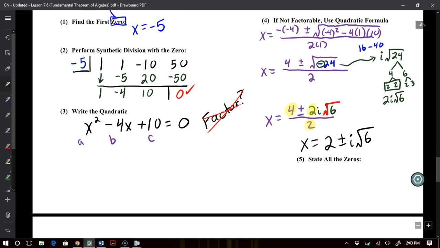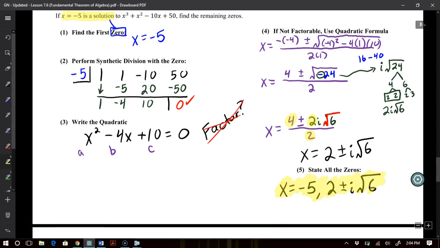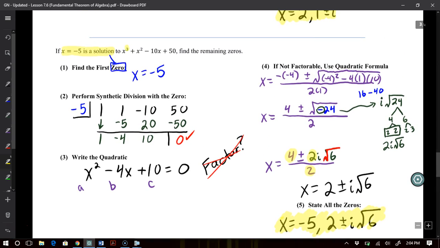And I'll state all the zeros. Well, the first one was given to us, x equals -5. And the next ones we found through the hard work of synthetic division and the quadratic formula to be 2 plus or minus i square root of 6. There are 3 answers here. And the degree of the original polynomial was 3. So we are set.